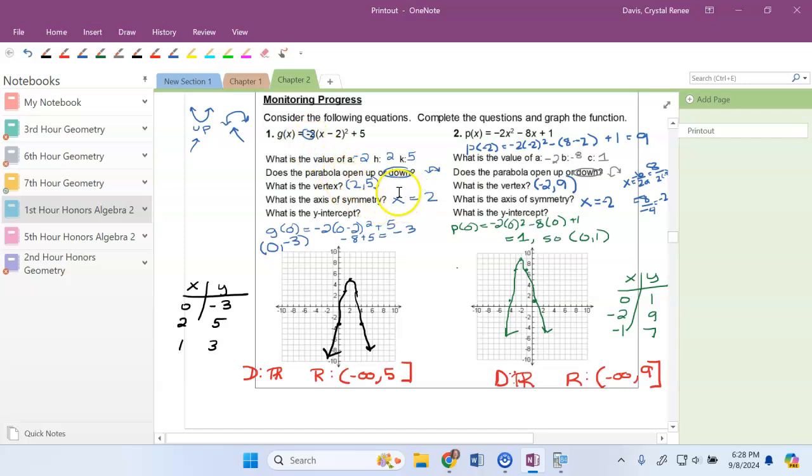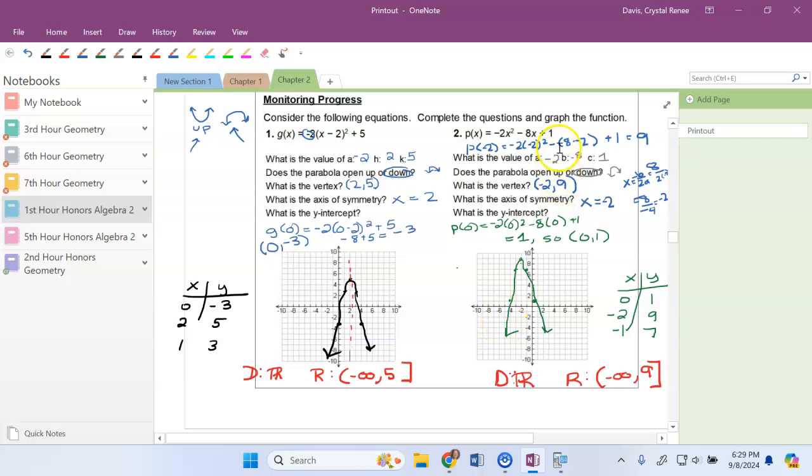My axis of symmetry is x equals 2 because the x value of my vertex is 2. So x equals 2 would be right here. And then to find my y-intercept, I simply plug in 0 for x, because when we cross the y-axis, x is 0, and I would get (0, -3). So when I plotted a few points here, my domain is all real. I know it didn't ask, but it's good to practice. And my range is anything less than or equal to 5.